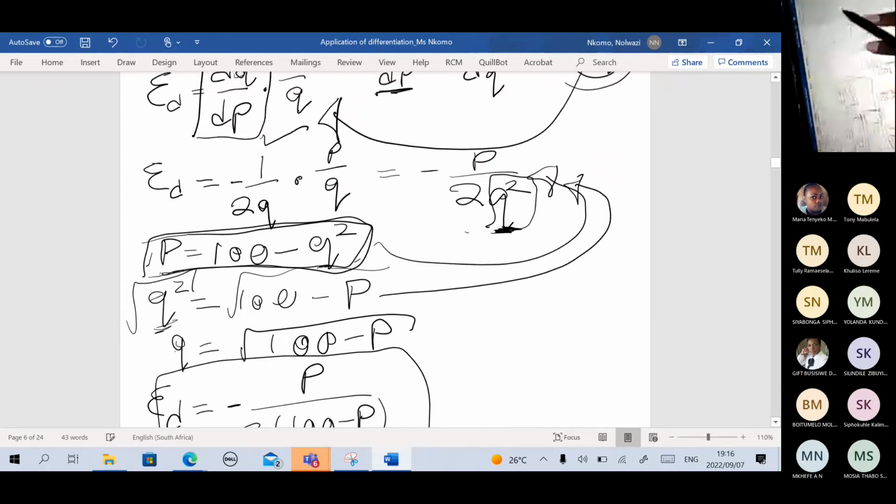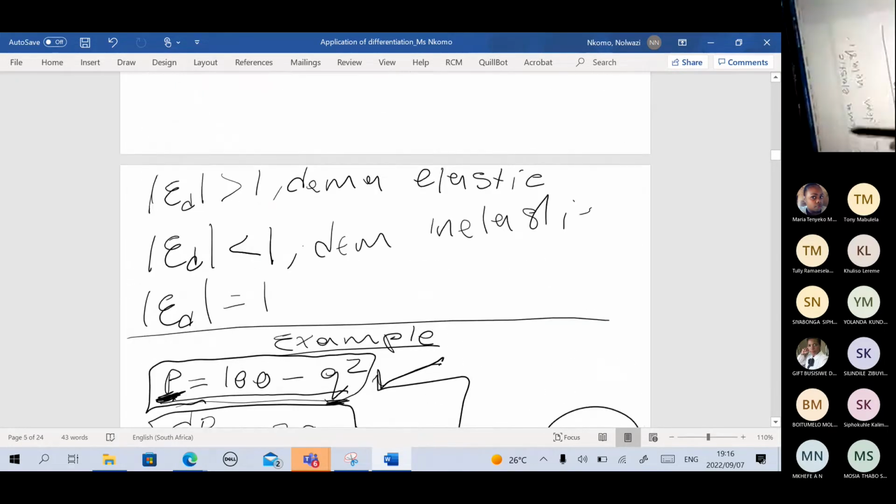Then we go back to our conditions, right? We said if the elasticity of demand is less than 1, that means the demand is inelastic, right? So this means if the price increases by 1%, then the demand will decrease by less than 1%.